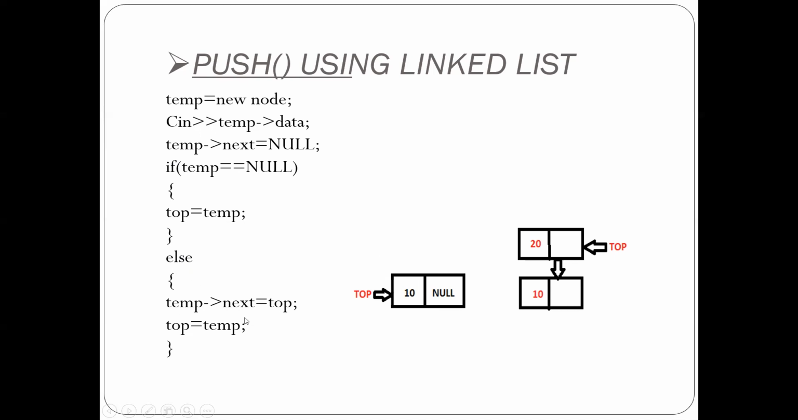Now inside the else part, we have to write the instruction temp next is equal to top, because this 20 is nothing but our temp node. This temp node's next address field should contain the address of the previous topmost node. So the instruction is temp next is equal to top. Establish this link first, and then shift the top pointer from the previous node to the current node. Like in this case, as we have shifted top from 10 to 20, the top node is now 20.